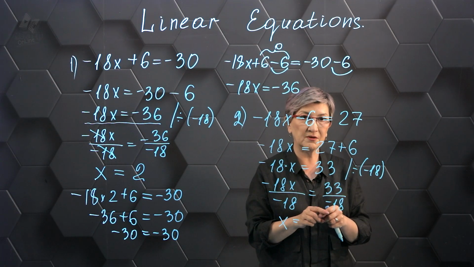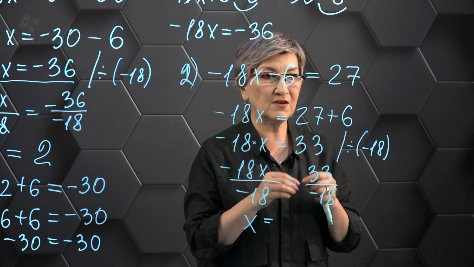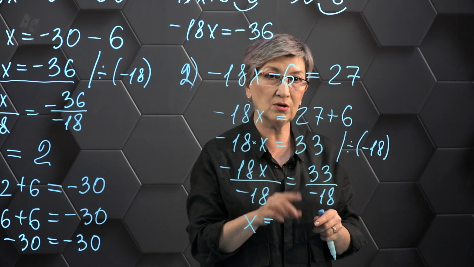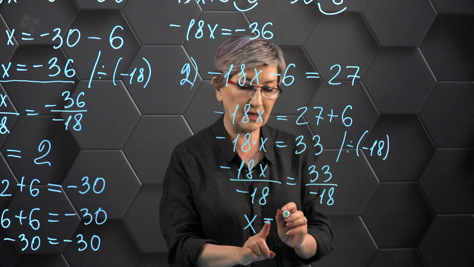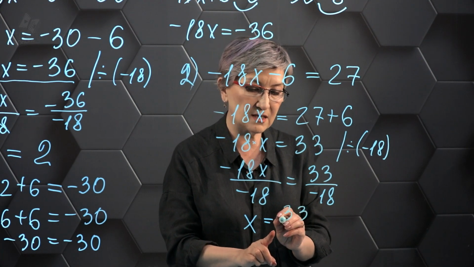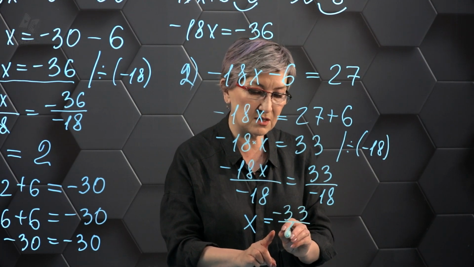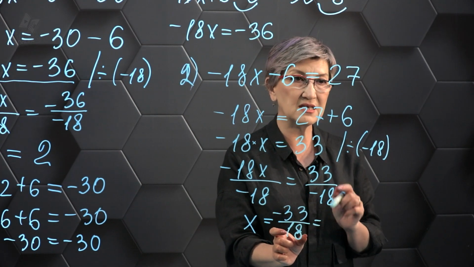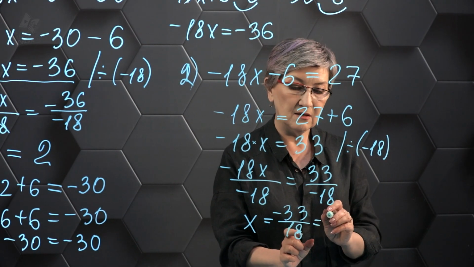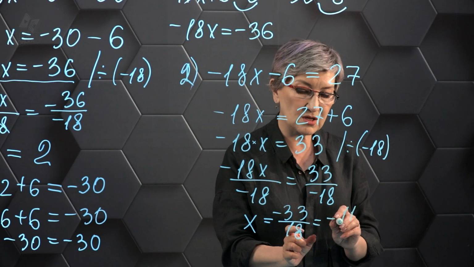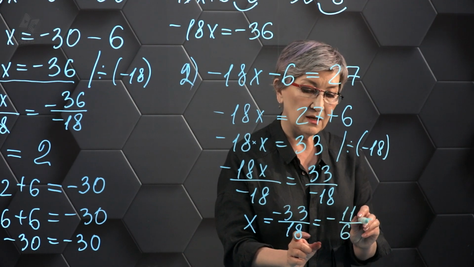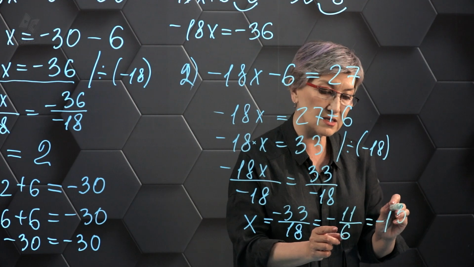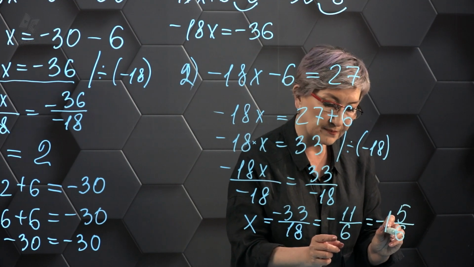If we can divide the numerator and denominator by the same number, we'll do that. So x equals, let's write it down, minus 33 eighteenths. Minus 33 and 18 I can divide by 3. The result is minus 11 sixths. And divide by a whole part. The result is minus 1 whole 5 sixths.